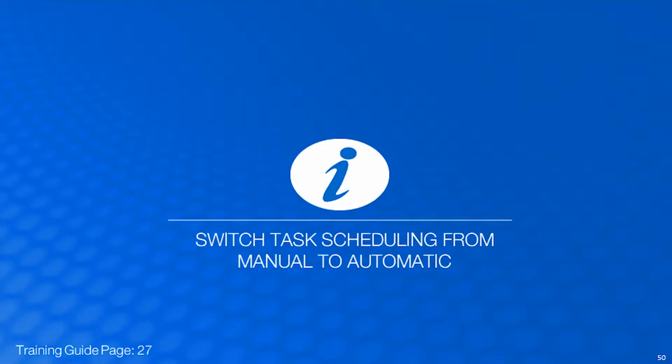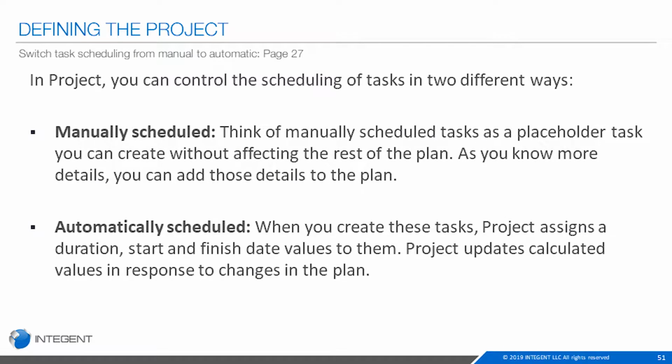Hey again, folks. Moving on, we're going to talk about the scheduling mode within Microsoft Project. Microsoft Project provides a way in which you can control the scheduling of your tasks two different ways. Manually scheduled, and you can really think of manually scheduled tasks as placeholder tasks within the tool set. You can create these tasks without them affecting the rest of the plan, and as you know more details about the project, you can add the details in there.